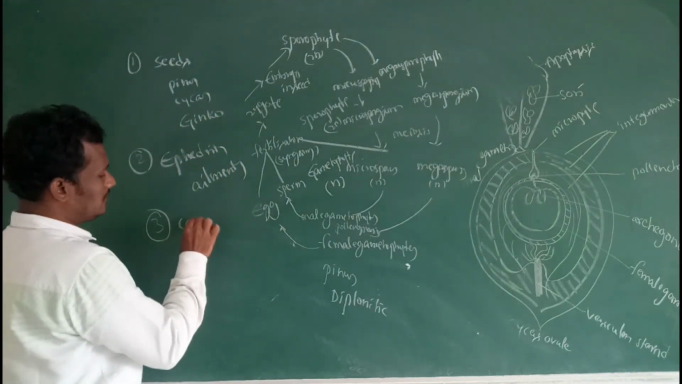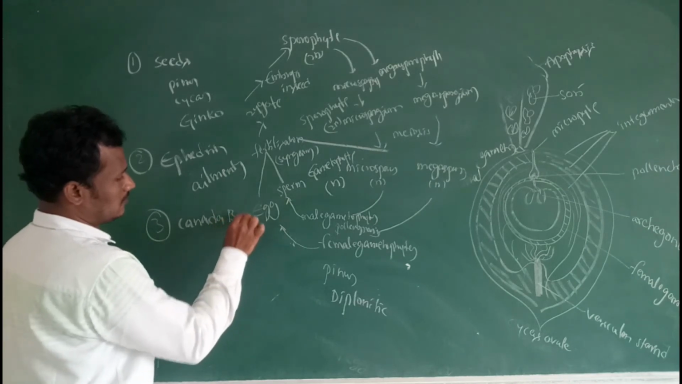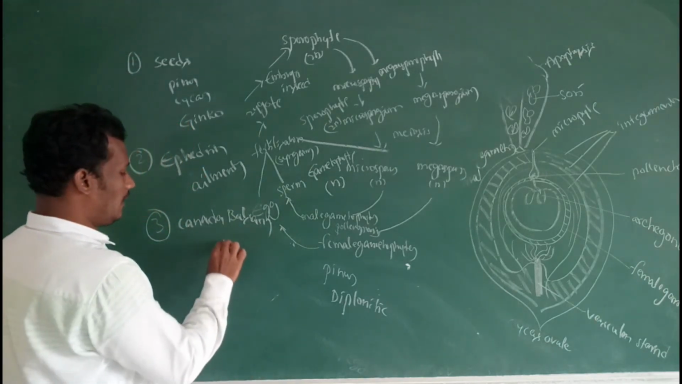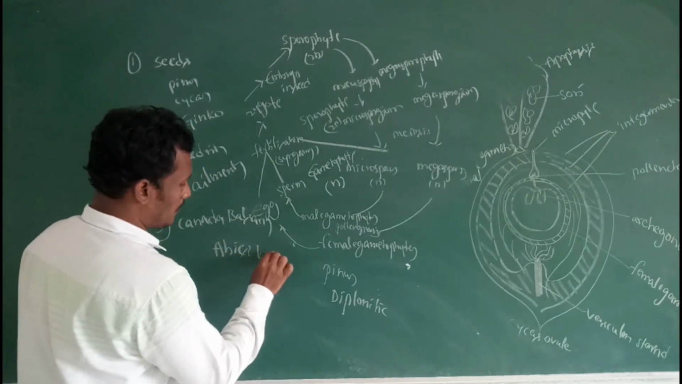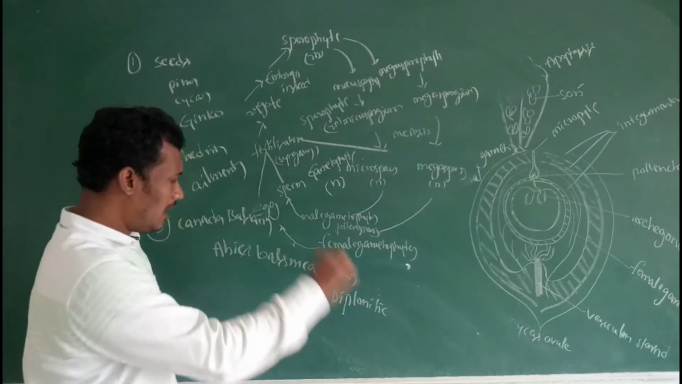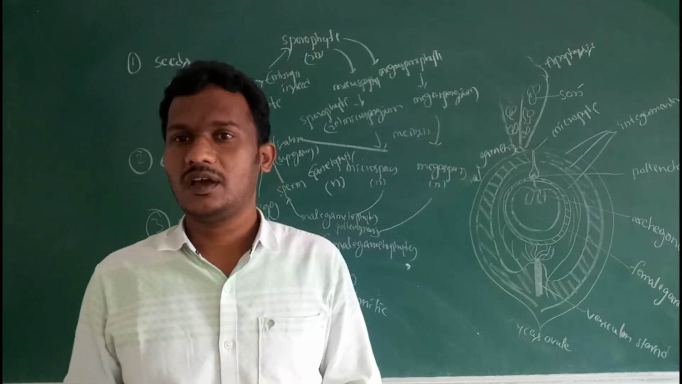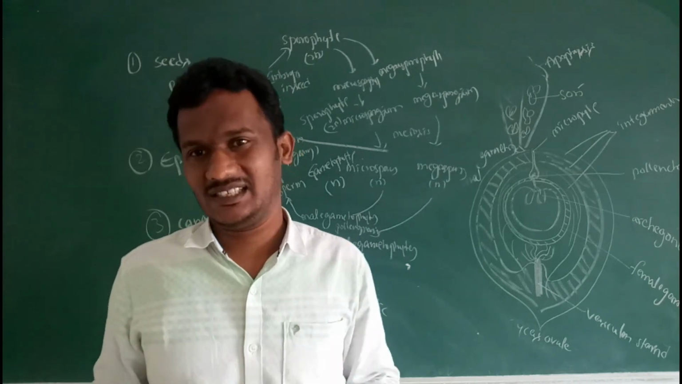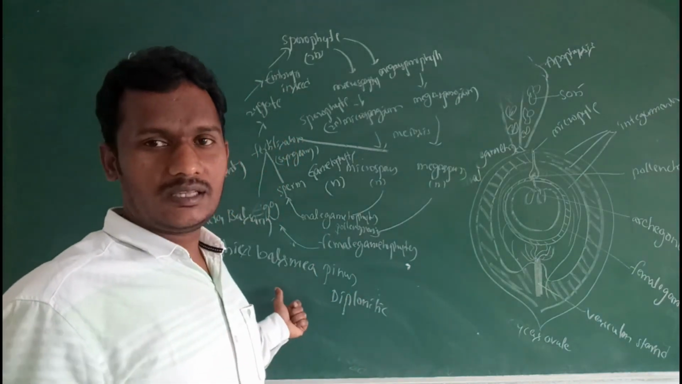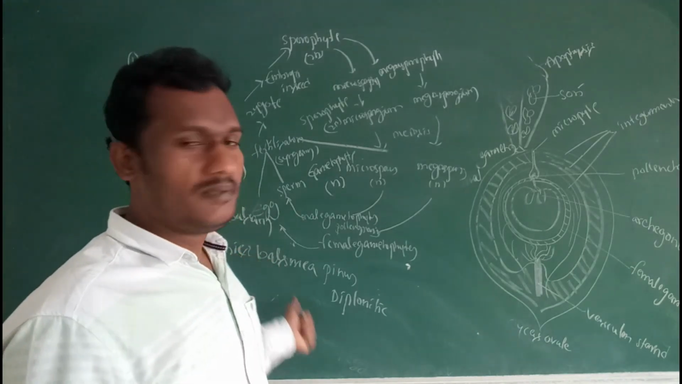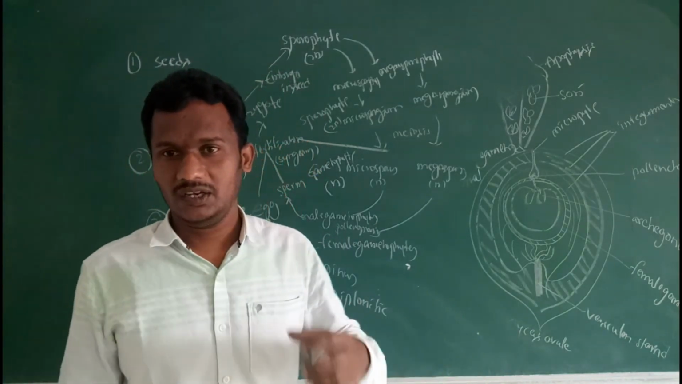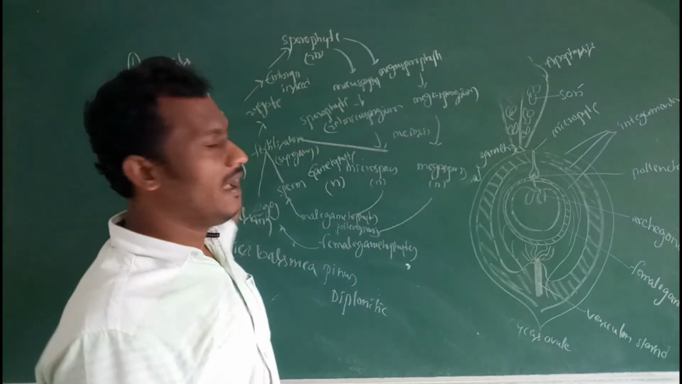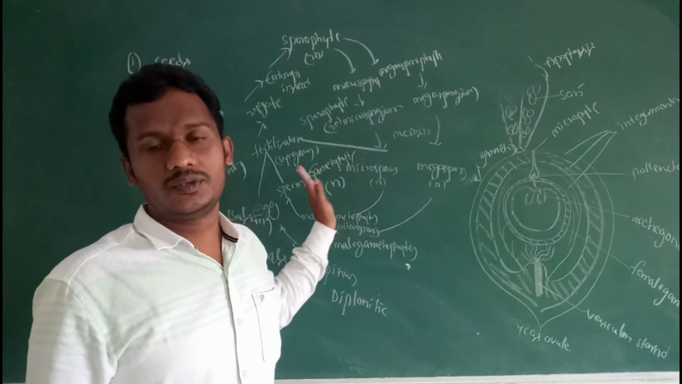Next one, Canada balsam. Canada balsam is obtained from the Abies balsamea plant. This Canada balsam we can use for mounting purposes, for the preparation of permanent slides. So this is the economic importance of gymnospermic plants.